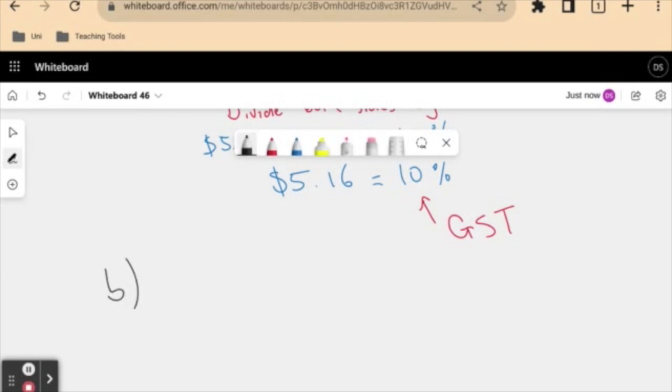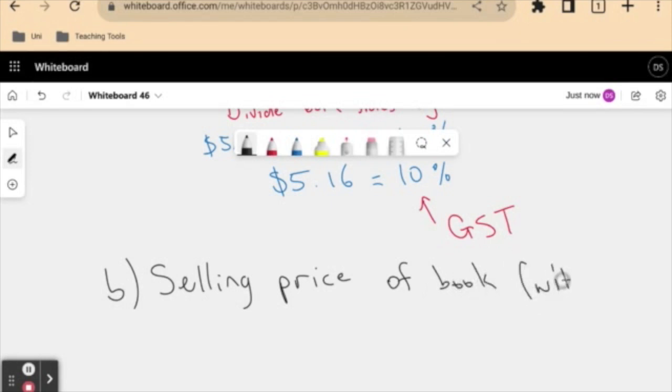And now in part B, we are going to find the selling price of the book. And that is without GST.